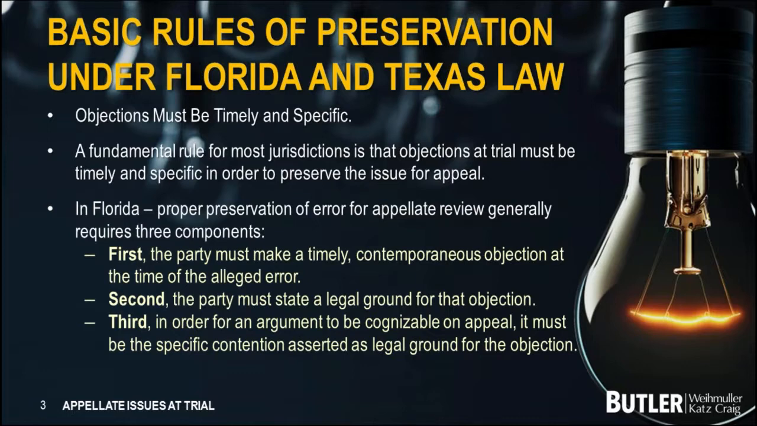So in Florida, at least, proper preservation of error generally requires three components. You must, and we're talking about at trial, make a timely, contemporaneous objection at the time of the alleged error, state the legal ground for that objection, and be specific as to the legal ground or the basis for the objection. Meaning, if you didn't make it clear on the record at trial, you're not going to be able to bring it up later on appeal.